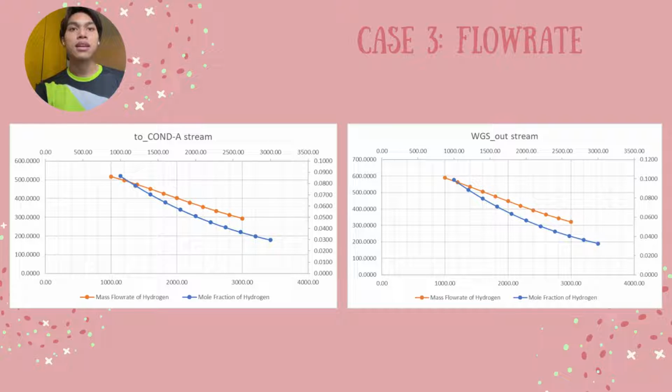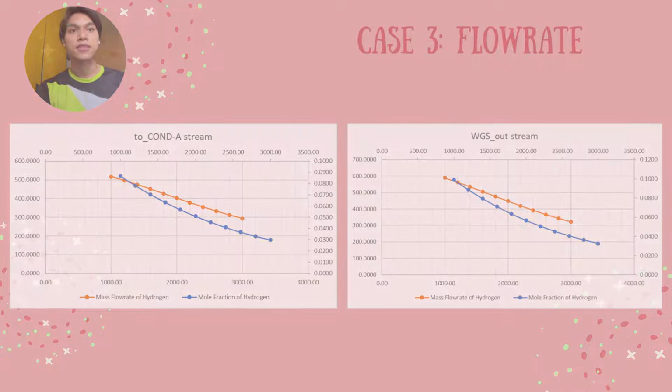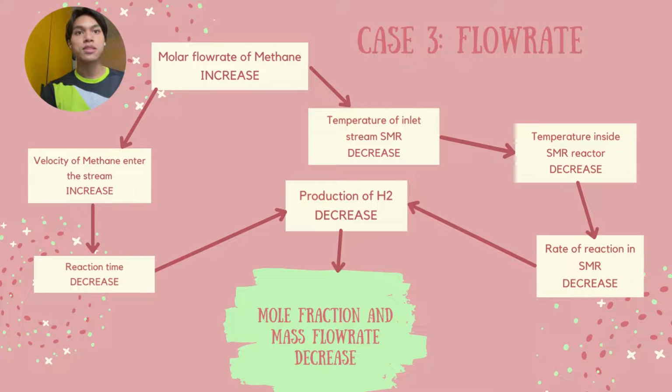The graph shows that as the molar flow rate of methane feed increases, the production of hydrogen in both reactors decreases. There are two possibilities that could lead to the result as shown. The first one is as the molar flow rate of methane increases, the velocity of the methane supplied to the reactor increases. The methane resides in the reactor for a short period of time. Thus, the reaction time is too short to allow for a complete conversion. The conversion of methane will decrease, which means the production of hydrogen also decreases.